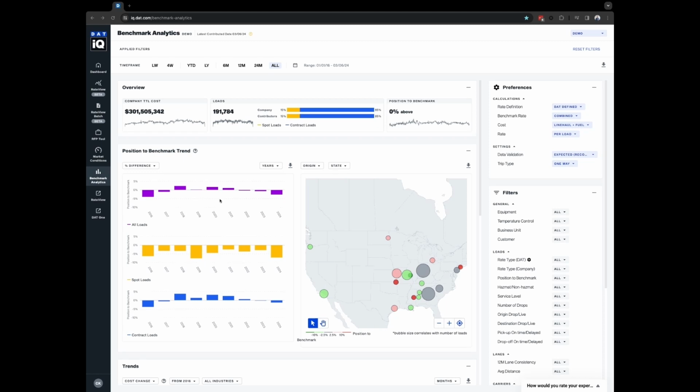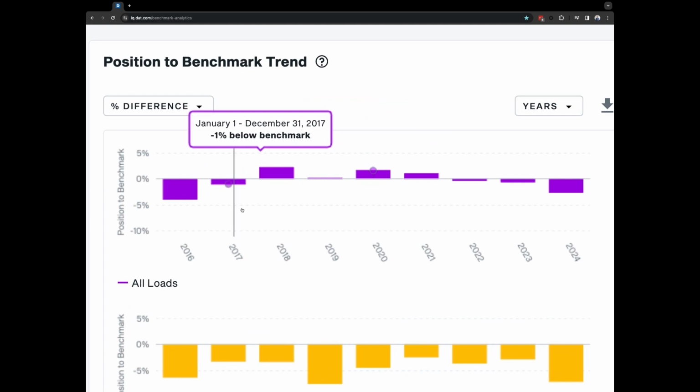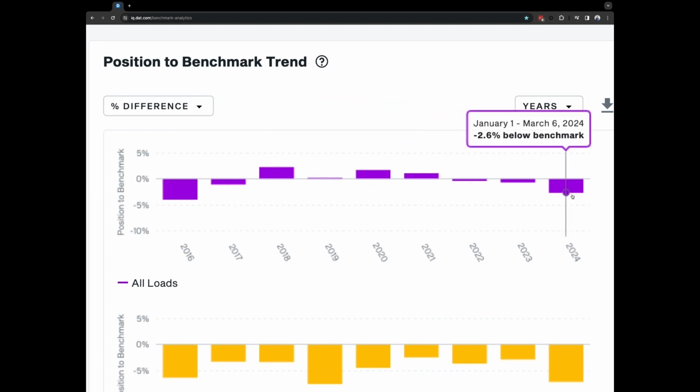So if I were setting up a couple of views to share on a weekly or monthly basis, I would definitely start with the position to benchmark trend here in the top left corner. So this answers the question, are my rates higher or lower than everyone else's? And if I were to set this up, I would put the time range to all years, and I would hover over the most recent year and take a screenshot of this. This gives them a very clear illustration of your performance from a rate perspective compared to your peers over time.